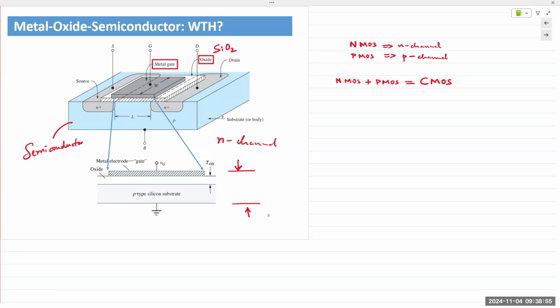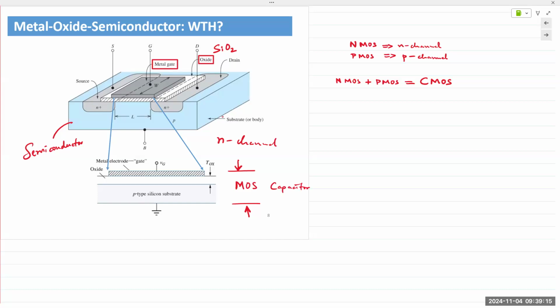What structure does this create? It's two conductors separated by an insulating material. It's a capacitor. So this is known as the MOS capacitor. And for the next slide, we'll see how this MOS capacitor operates.